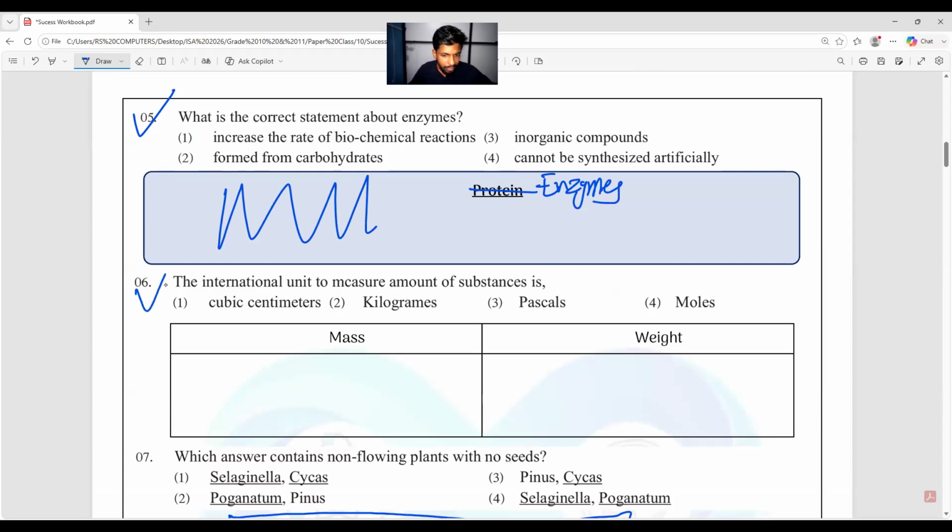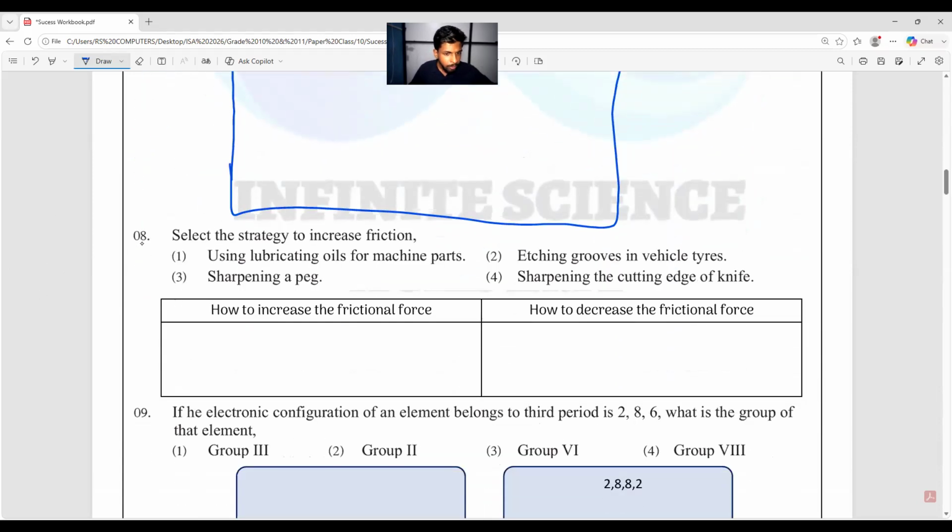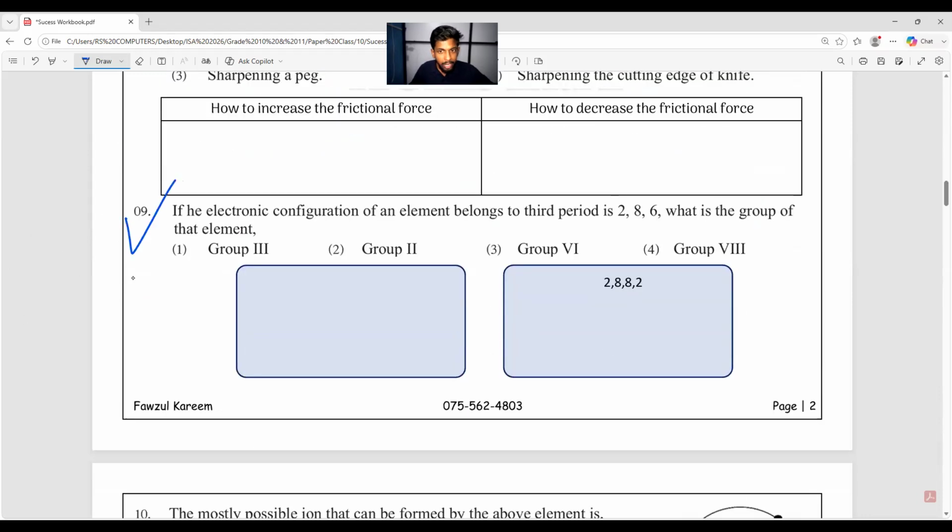And question number 6, regarding the mass and the weight. Question number 7, we had discussed. Question number 8, regarding the friction. Last class we had discussed this one. Question number 9, how to find the group and the period. You may remember that one, right?